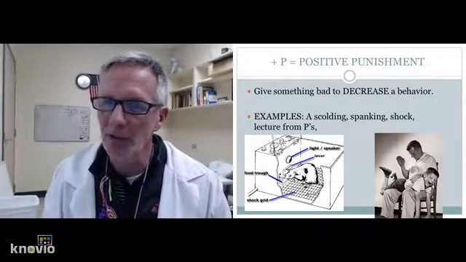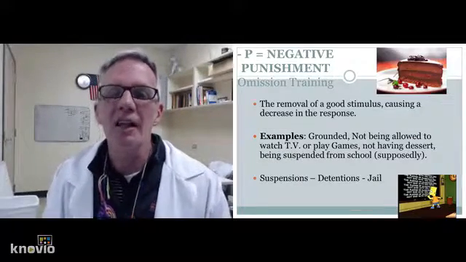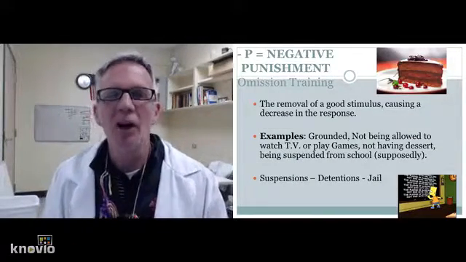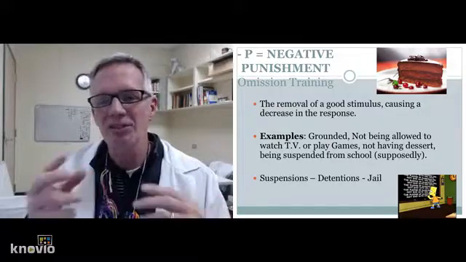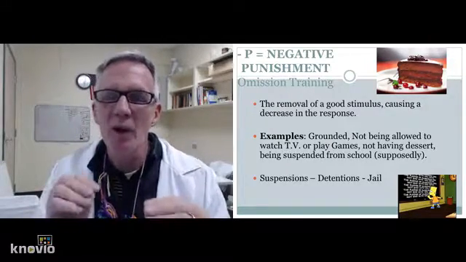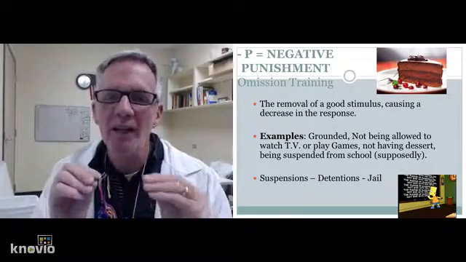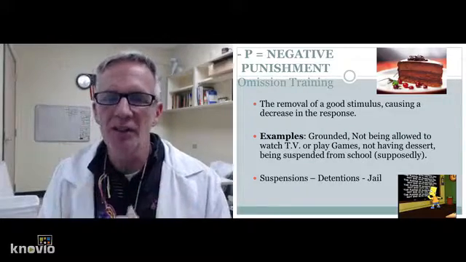Sometimes they've even called it punishment 1. Finally, negative punishment, minus P, also known as omission training because it's so confusing. You're taking away, negative, you're taking away something good, causing a decrease in the response.